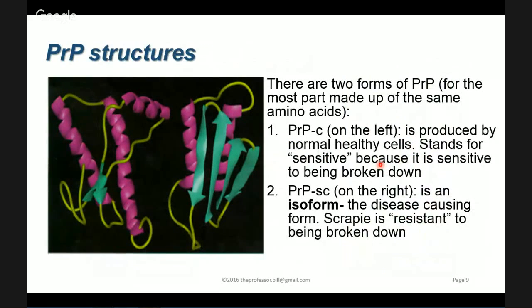So these two different types, the cellular normal isoform that you see on the left, every cell has it, including cells in the digestive system. And these are sensitive to being broken down by proteases, etc. And the scrapie isoform that you see here that has so many of these beta sheet structures is more resistant to being broken down by proteases, as well as being resistant to nuclease attack.